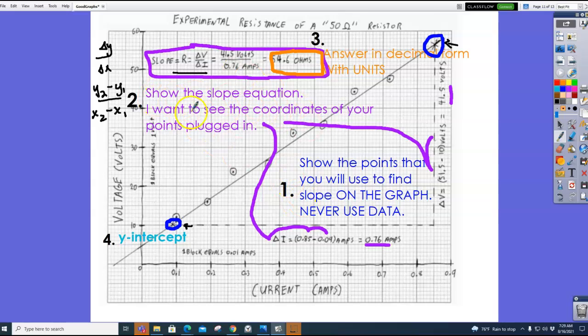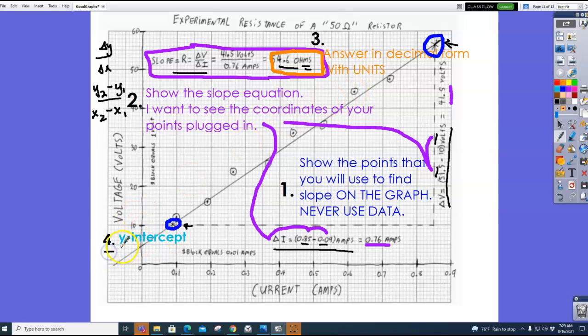That's number 2. I want to see the coordinates of your points plugged in. Now, this example plugged them in over here. They found delta v, and here they found delta I. That's fine. So you can see there are the coordinates, the 0.85 minus 0.09, and here are the coordinates, 51.5 here and minus 10. Okay, so show me the points you use and the coordinates of those points plugged into the slope equation. I want an answer, and that answer has to have units on it.